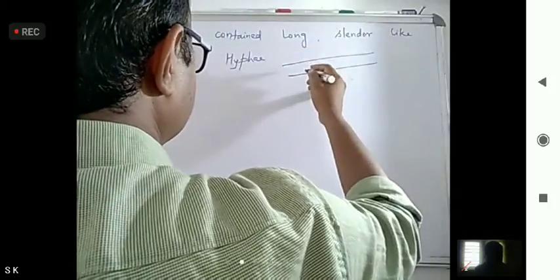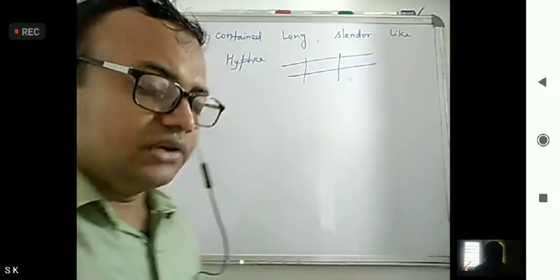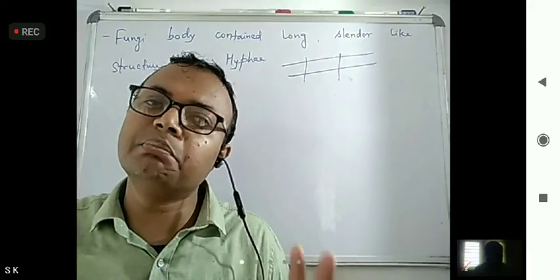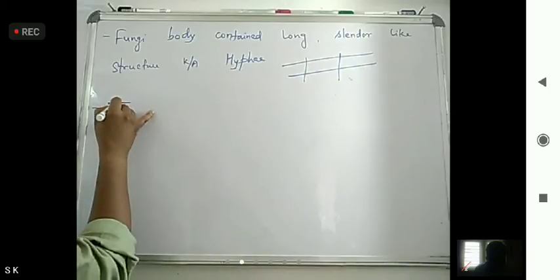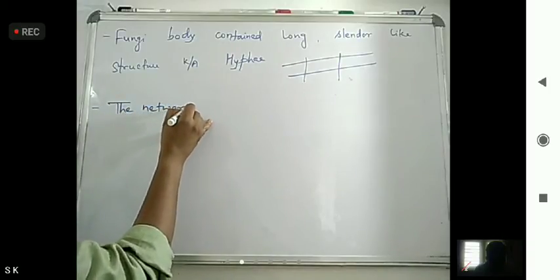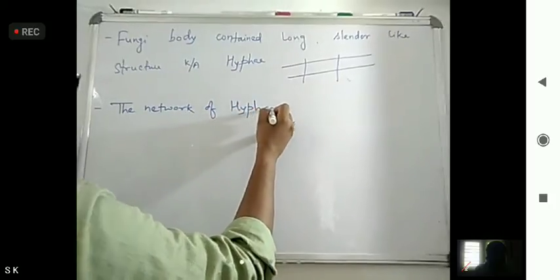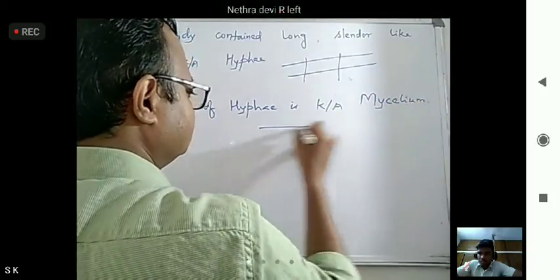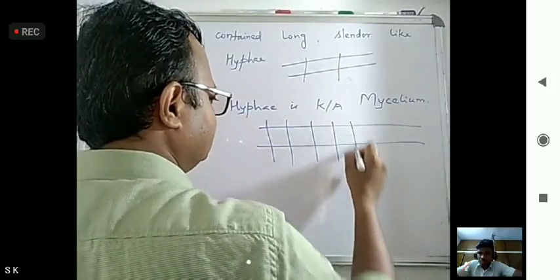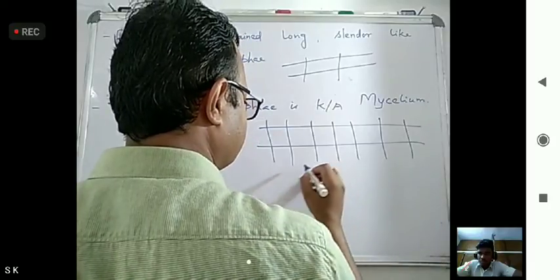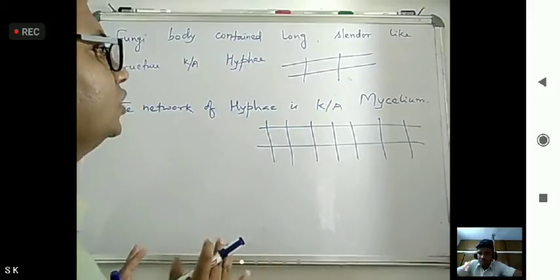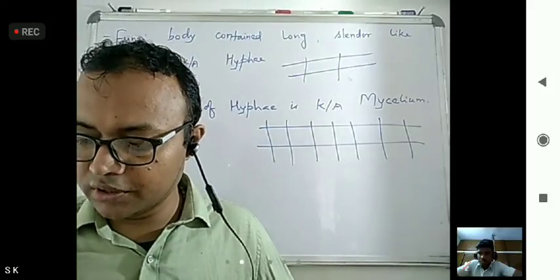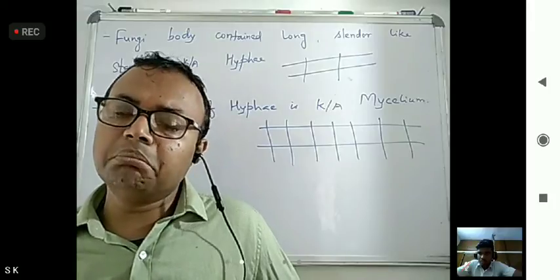Now, if these hyphae form a network, that is known as a mycelium. So what we can say, the network of hyphae is known as mycelium. Many networks are there. If a long, slender structure is there, that is known as hyphae, and a group of hyphae is known as mycelium.